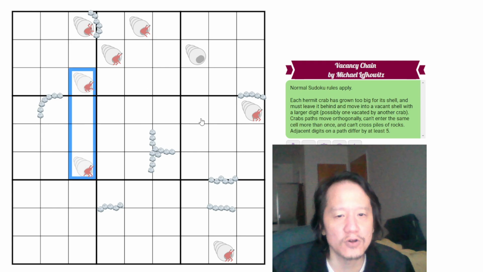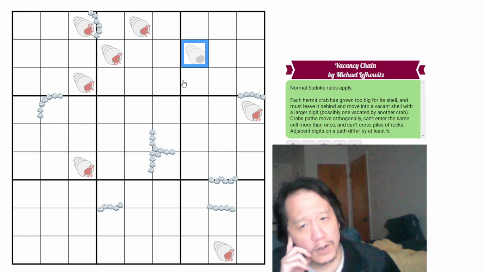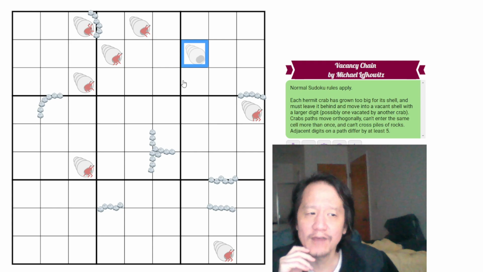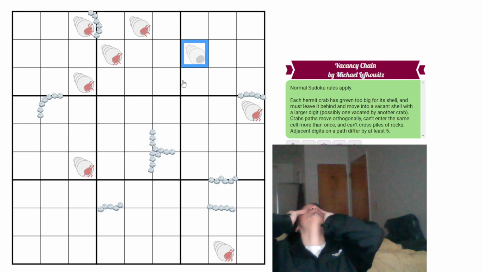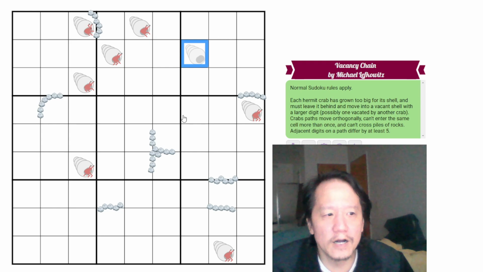into one of these, so one of these shells must be vacant, and then this shell must have a crab go into it, right? And they have to leave, so therefore they have to form a vacant cell. So you always have to go to a larger number. The crabs have to go to a larger number. And along the path, it's always a German whisper rule.